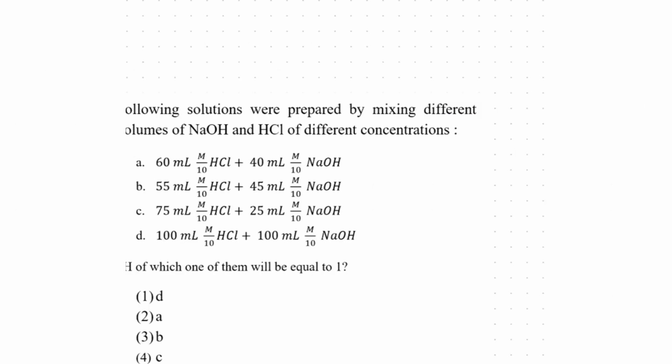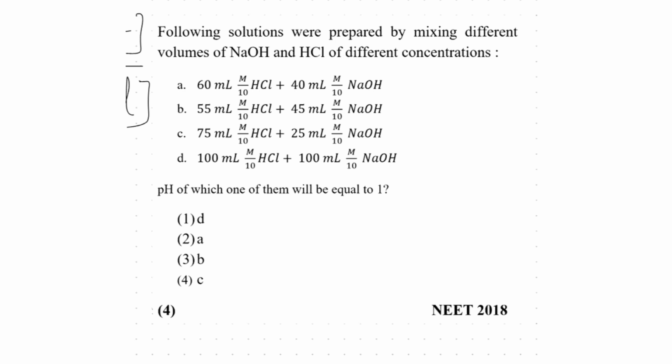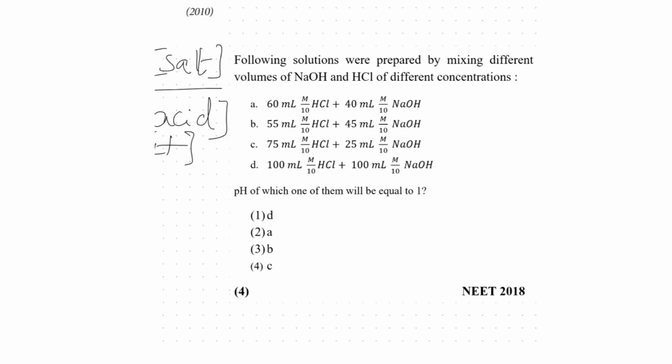Following solutions were prepared by mixing different volumes of NaOH and HCl. Okay, of different concentration. Here volumes are also different, concentrations are also different. Which one will have pH equal to 1? That's what you have to find out. Okay, pH equal to 1 means acidic. Which combination will give an acidic solution? We will try to rule out any option.